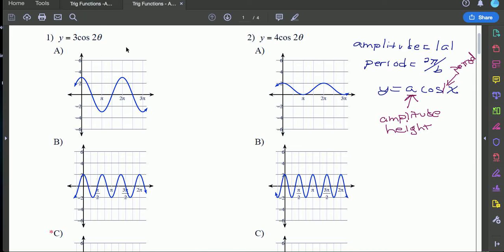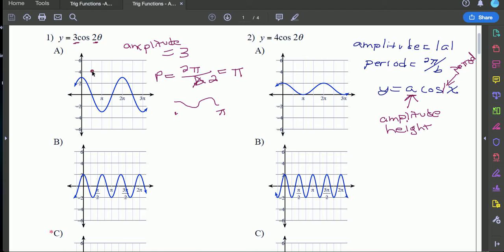Number 1 is 3 cosine 2 theta. To solve this, I look at the number in front of cosine. So I know that my amplitude has to be 3, which is the height of my graph. And my period has to be 2 pi over b. In this case, b is the number in front of x or theta, so it's 2 pi over 2, which reduces to pi. So that means my graph is going to cycle 1 time between the starting and the ending, and it should end on pi.